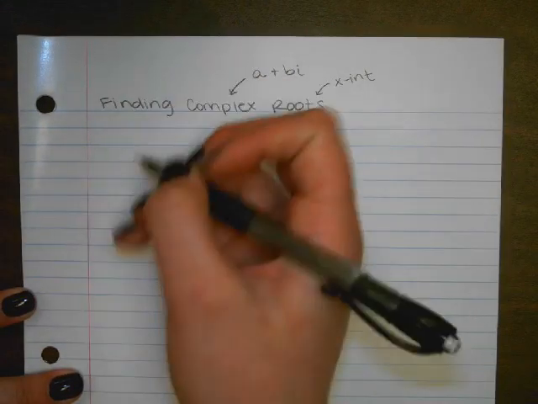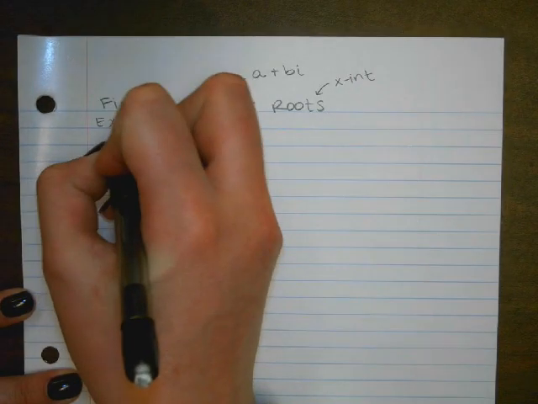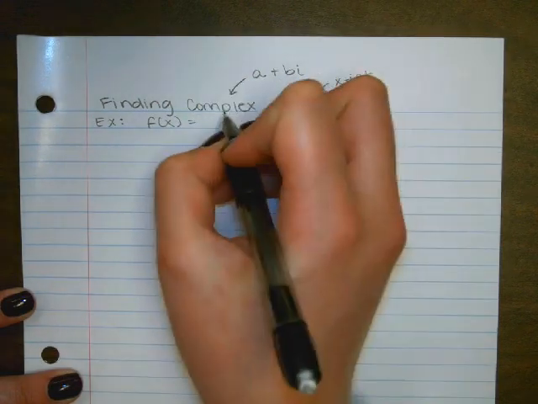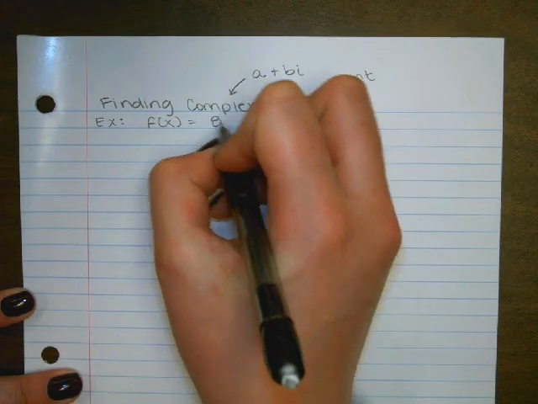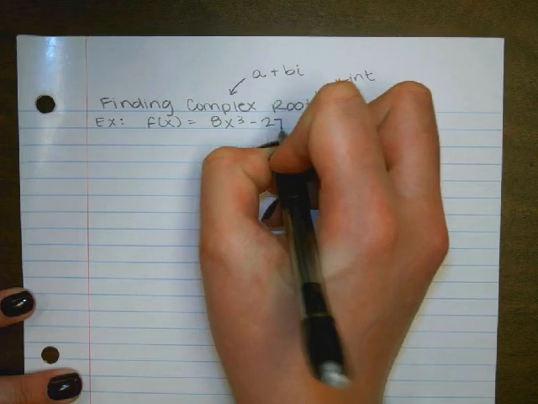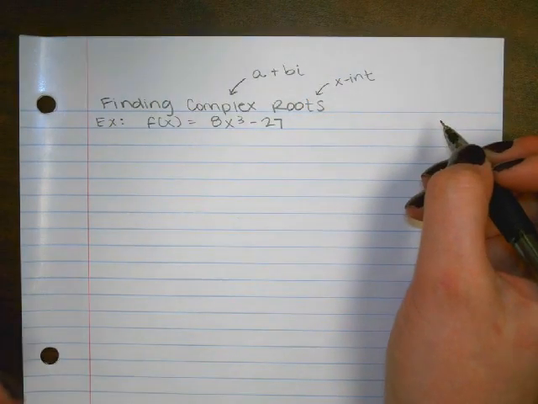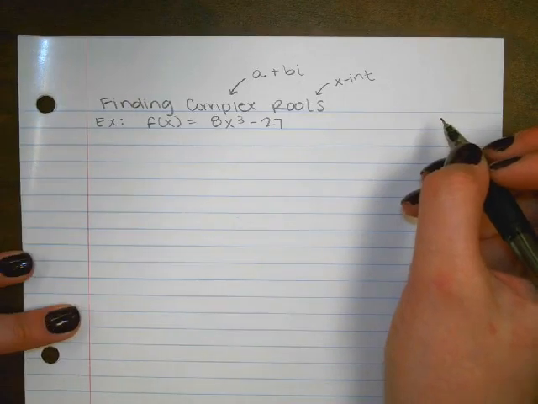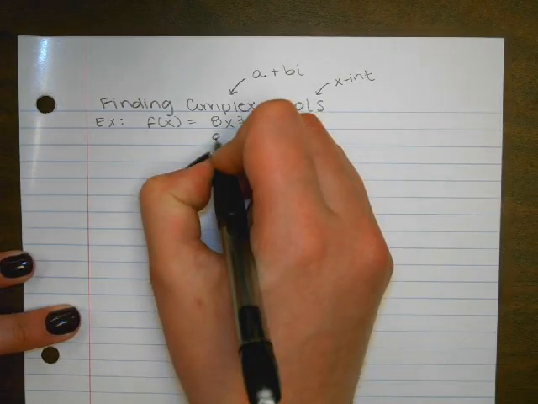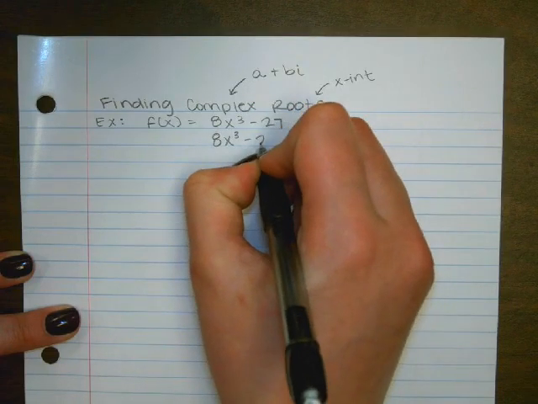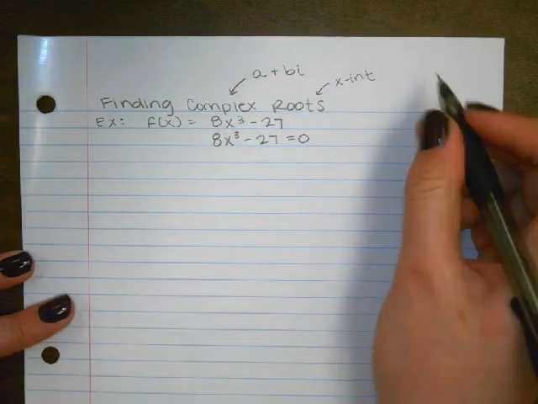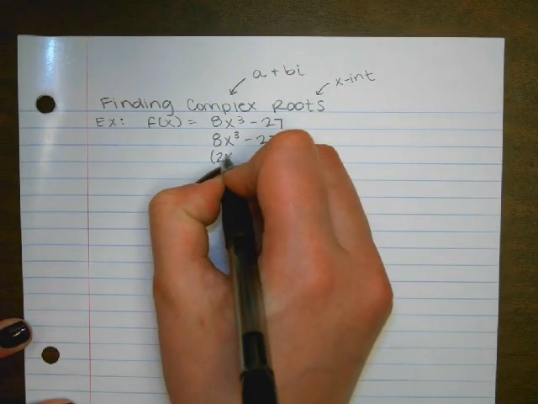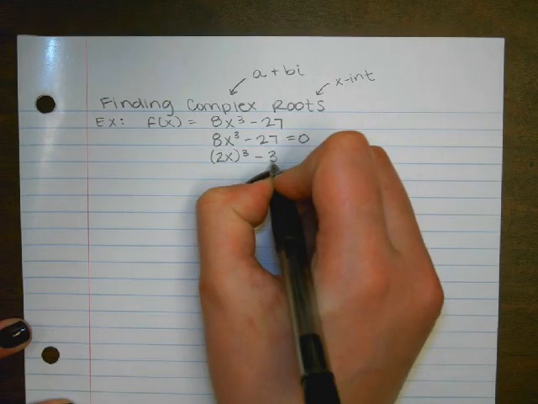I'm going to go through a few different examples so you guys can see them, and then we'll practice them in class. So we have f of x is 8x to the third minus 27. And this you should recognize is a factoring problem, right? This is what difference of cubes is. So I'm going to rewrite the problem setting it equal to 0, and then factor this using difference of cubes. So I know that this is 2x to the third minus 3 to the third.